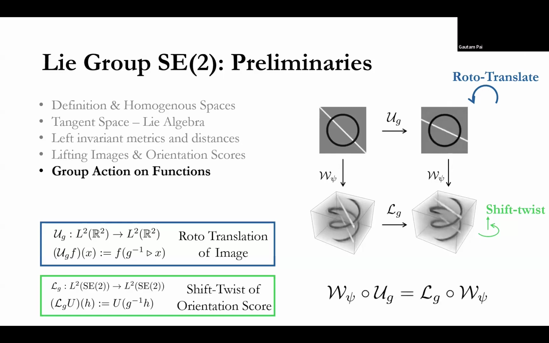And because we choose to lift in this specific way, these two things commute, right? So I can roto-translate my image and then lift, or I could lift first and then apply a shift twist, and in principle, they are basically going to give you the same result.